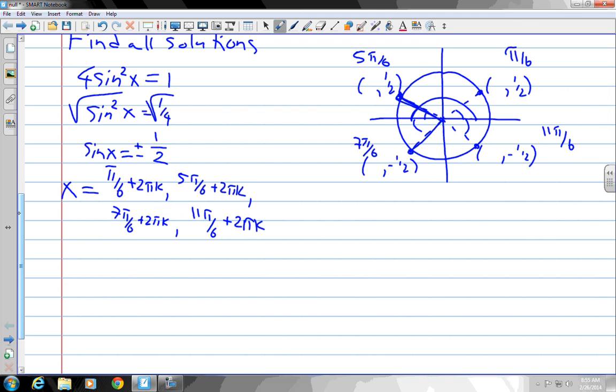Well, because we're looking for the y values that are equal to 1/2. Well, there are infinitely many solutions, but there are 4 points.